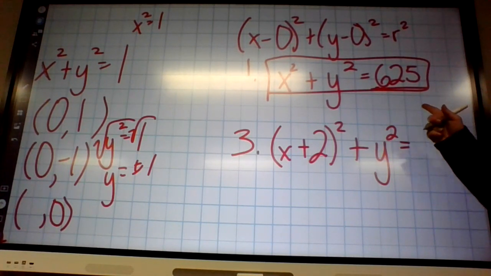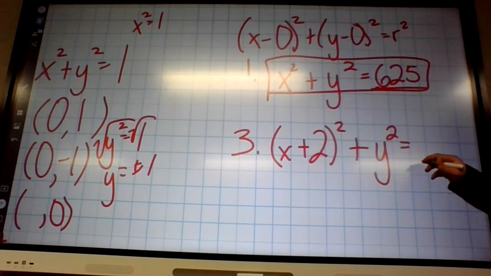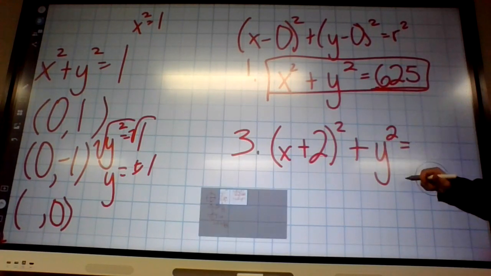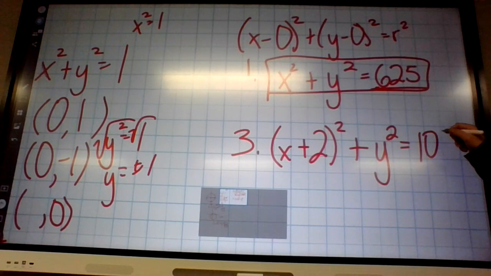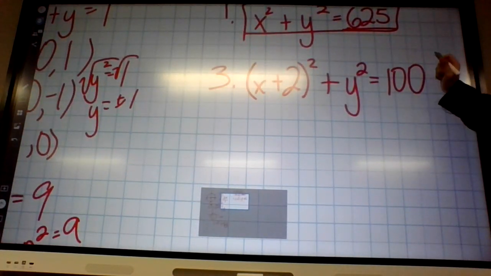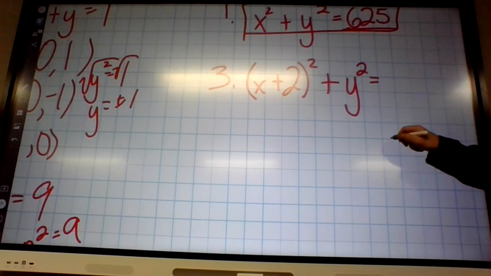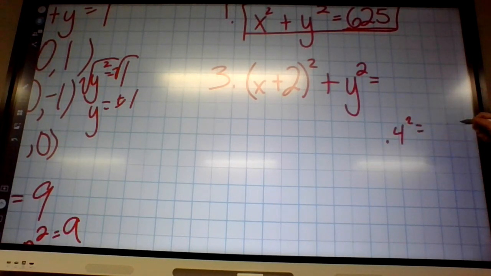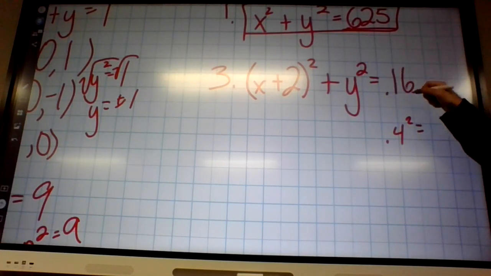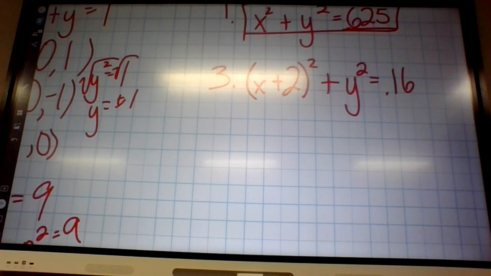No. This is the radius squared, goes right here. So 10 squared is... Wait, what? 2 is 10. Oh, that was number 2. 0.4 is the radius squared. Okay, 0.4 squared is what? 0.4 times 0.4 is 16, but you move the decimal once for each decimal place.